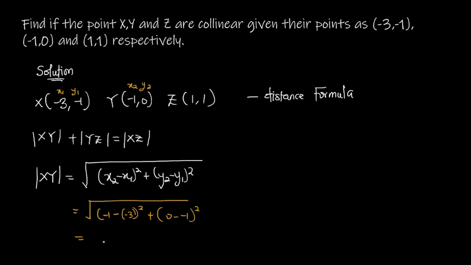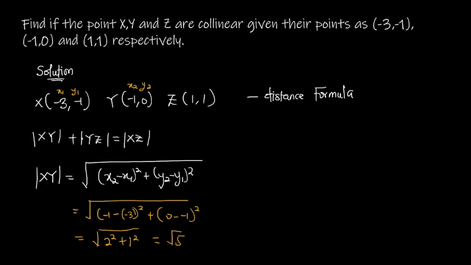So -1 minus -3 becomes plus, so -1 plus 3 will give us 2. So I have 2 squared here, plus 0 minus -1 is +1, and then 1 squared over here. 2 squared is 4, and then 1 squared is 1. So I'm going to have √5 as my answer. So the distance xy is √5.